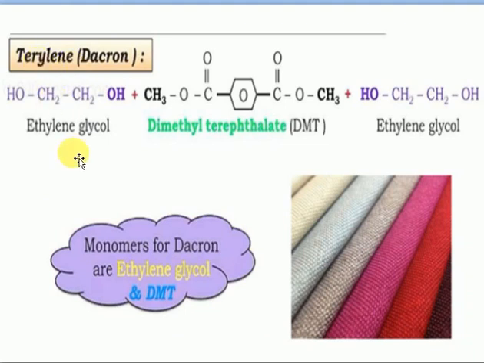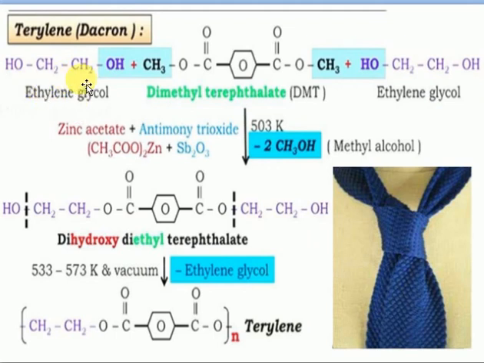Consider the ethylene glycol molecule reacting with dimethyl terephthalate. A polymerization process happens. From here one OH group is leaving, and from here a methyl group is leaving. Look, the monomers for Dacron are ethylene glycol plus DMT. These both combine and leave one methanol molecule. Look at it very clearly here. Ethylene glycol is one monomer, DMT is one monomer. DMT is dimethyl terephthalate.